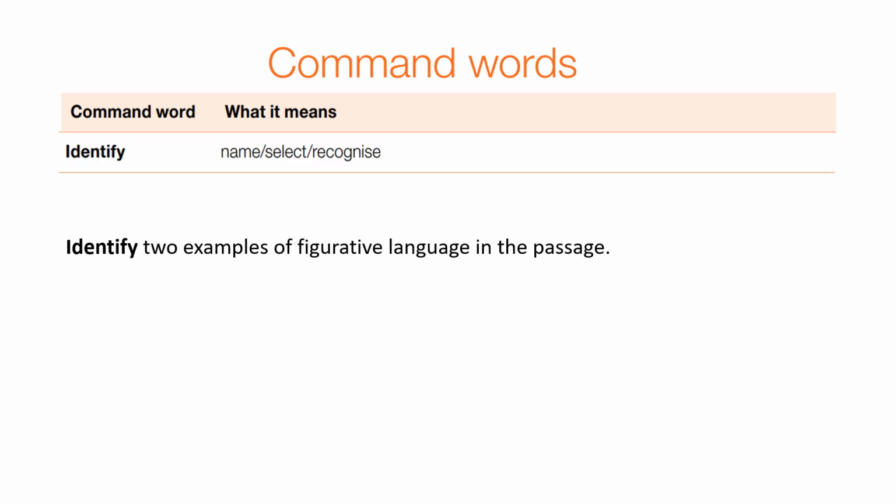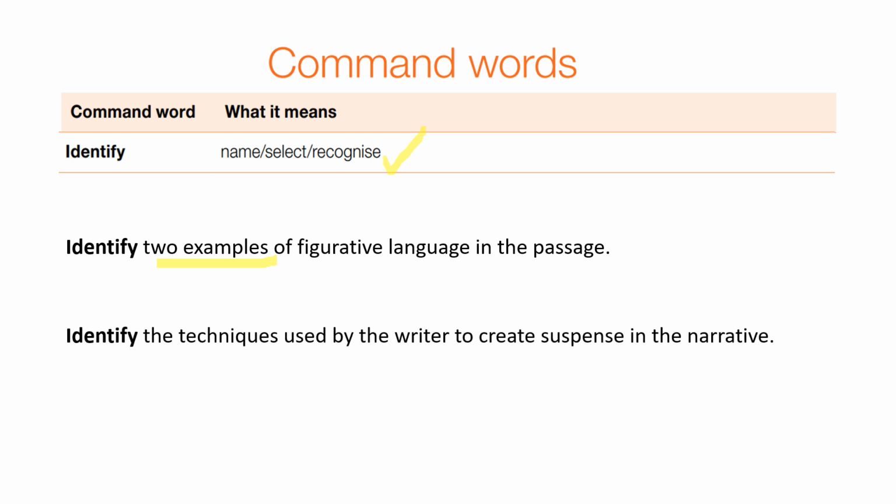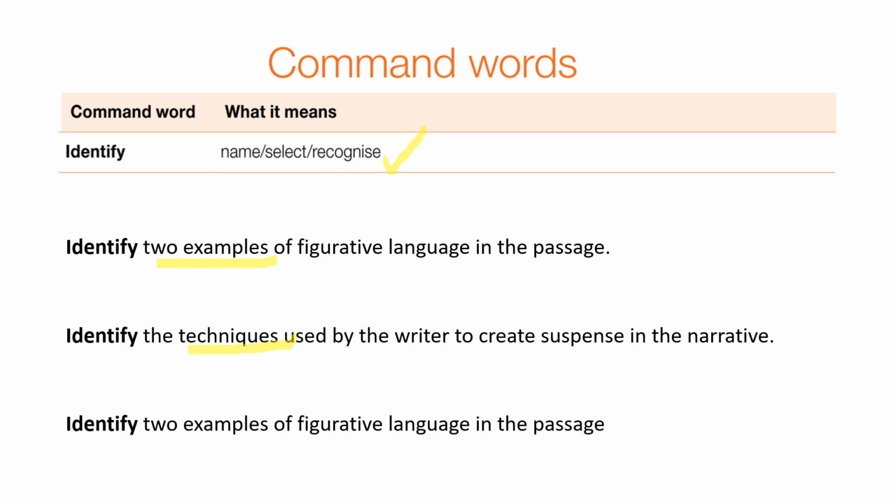The next command word in the list is identify. When it is identify, you only have to name, select or recognize information. It's a bit like give. Look at the question: give two examples of figurative language in the passage. So you just have to pick the examples from the passage and produce them here. Identify the techniques used by the writer to create suspense in the narrative. So here you have to identify what those different techniques are and then reshape them in the form of your answer. Then the third example asks: identify two examples of figurative language in the passage. Simply pick up the examples from the passage.